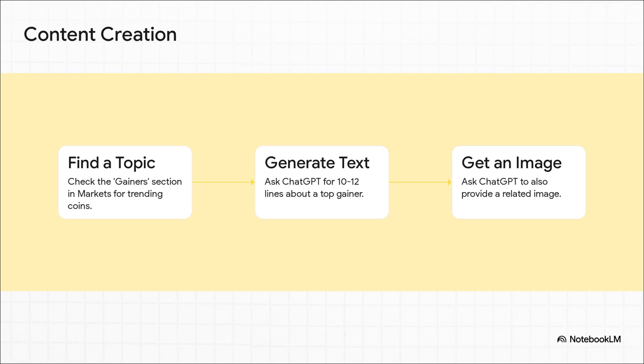First, you hop into the Binance app, go to the Markets tab, and look at the Gainers section. This tells you which coins are trending right now. Then, you just open up a free AI app like ChatGPT and ask it to write a short 10 to 12-line post about one of those coins. And hey, ask it for a related image too. It does all the heavy lifting for you.